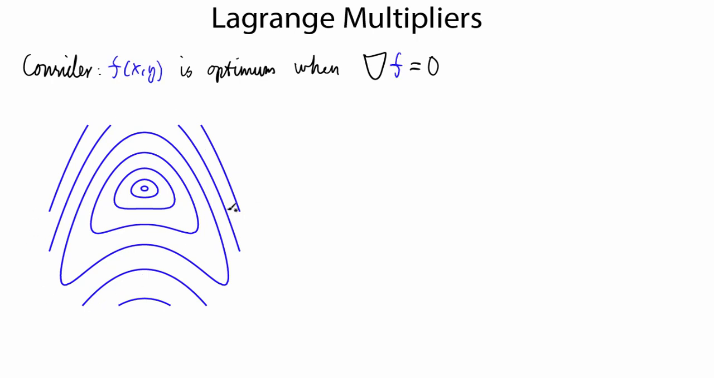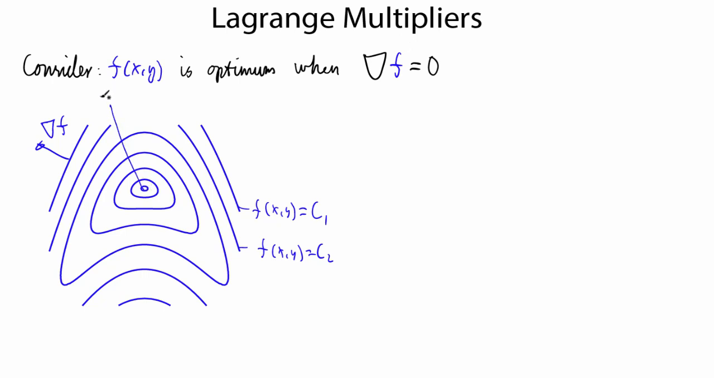So what we have here are the contour lines of f. Basically, f of x and y equals some constant. That's how these lines are chosen. And we know that the gradient is going to be perpendicular to these lines. So here is the gradient of f. You are all well aware of this. And if we don't have any constraints on f, then the optimum is clearly here.